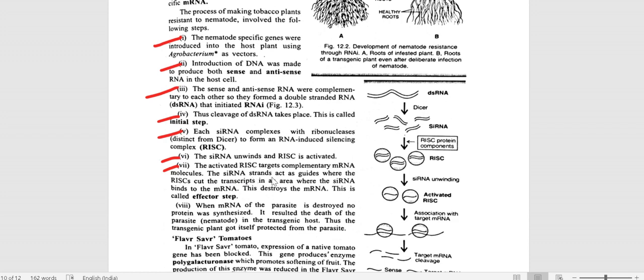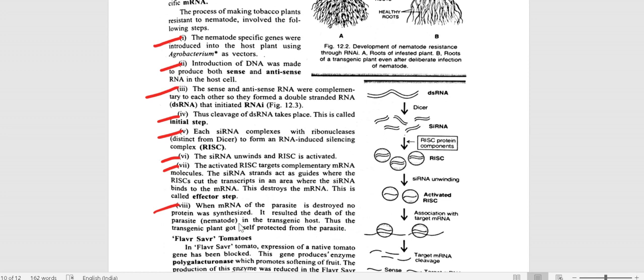The siRNA strands act as guides where the RISCs cut the transcripts in an area where the siRNA binds to the mRNA. This destroys the mRNA. This is called the effector step. And lastly, when the mRNA of the parasite is destroyed, no protein is synthesized. It results in the death of the parasite.